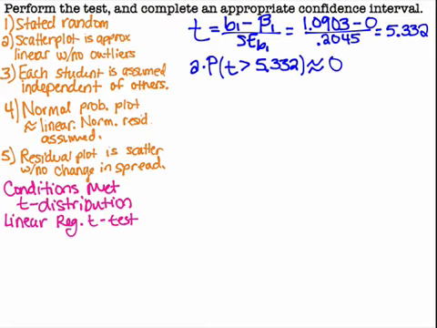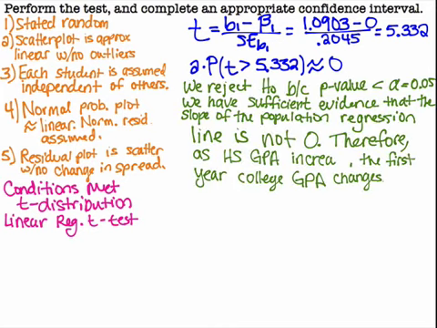My p-value, we're doing a not equal to, so it's 2 times the probability that t is greater than 5.332, which is approximately 0. Therefore, we reject the null hypothesis because our p-value is less than our alpha of 0.05. We have sufficient evidence that the slope of the population regression line is not 0. Therefore, as high school GPA increases, the first year of college GPA changes.